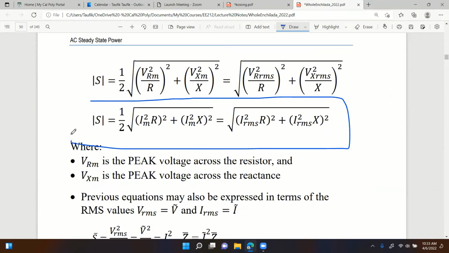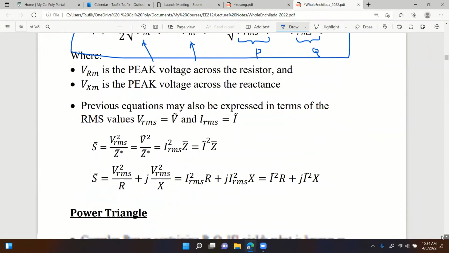Notice that it's the same current. I_m is the peak value, so 1/2 is in the front of the equations. And if you use RMS, then the 1/2 disappears again. But notice that this must be the P part, because it's R, and this must be the Q part. Why? Because that's X right there.